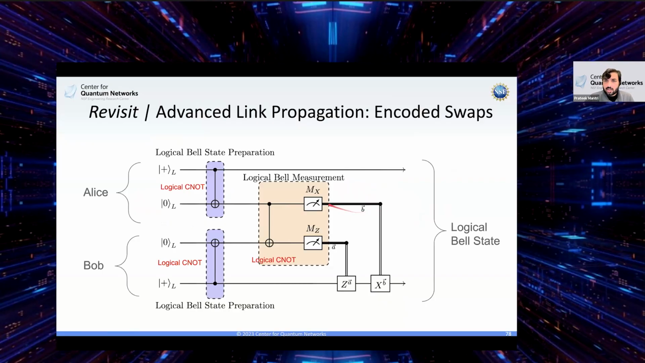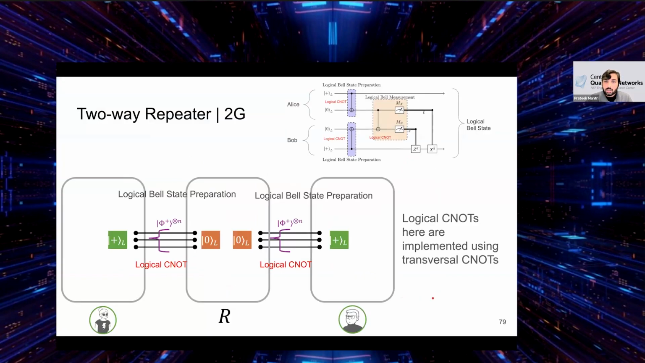We saw earlier today this advanced link propagation where we use an encoded swapping. So we prepare these logical Bell states on both Alice's and Bob's end, and then we send one part of this logical Bell state, and then we do a logical Bell measurement at the repeater or the station, and then we send classical outcomes to both or one of these parties to apply these unitary operations, and end up getting this logical Bell state established between Alice and Bob. Let's see how that looks.